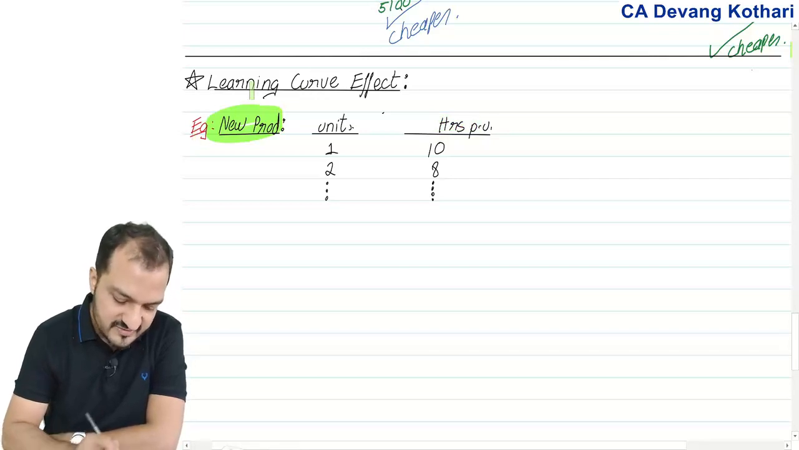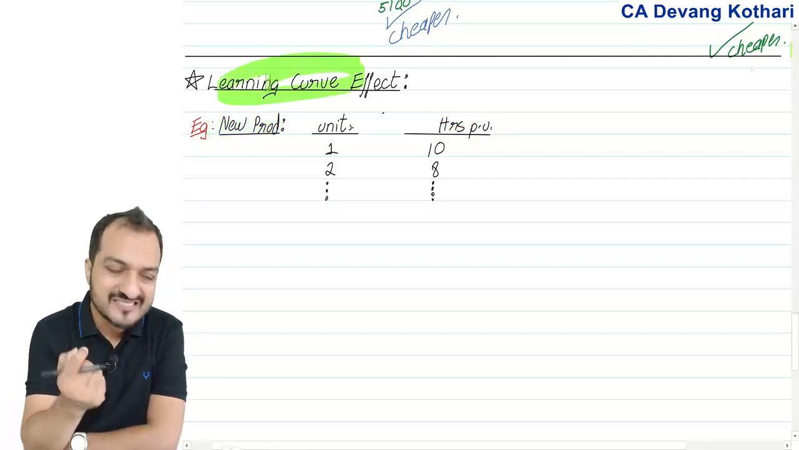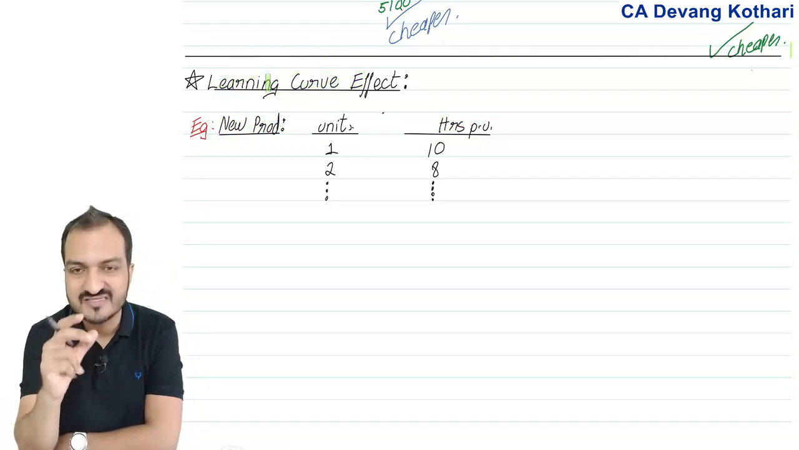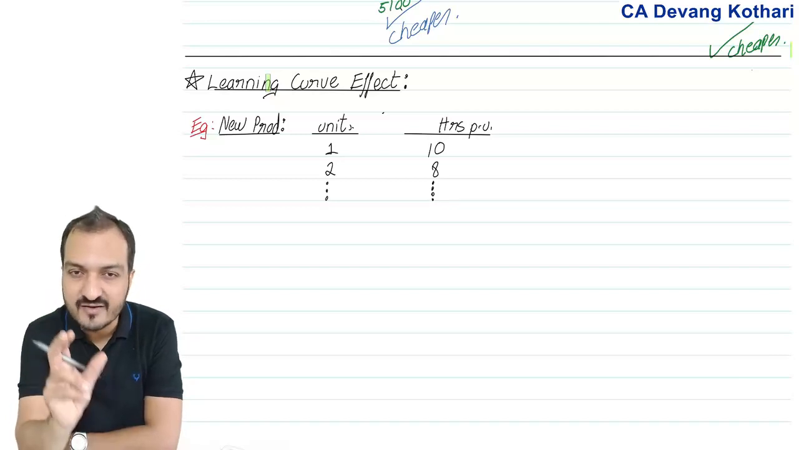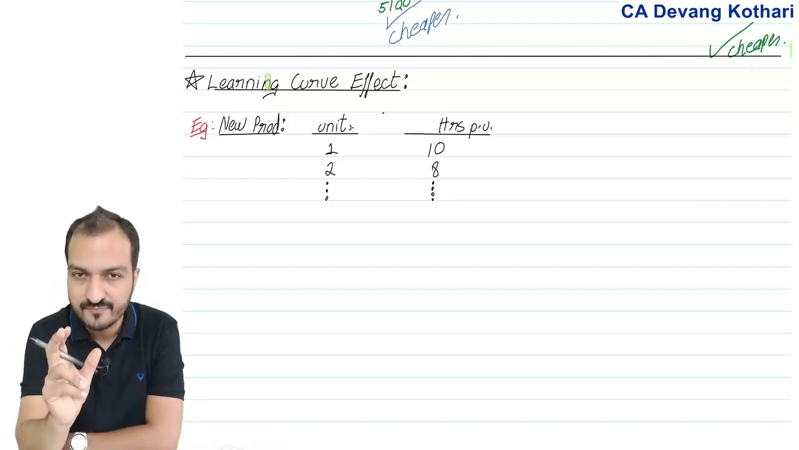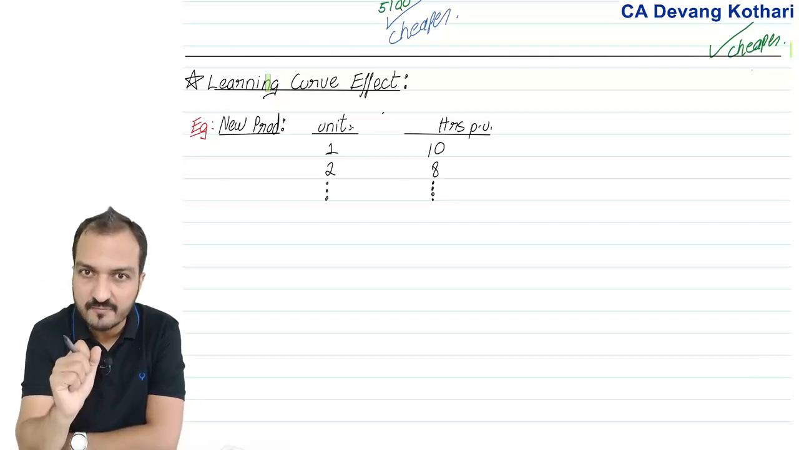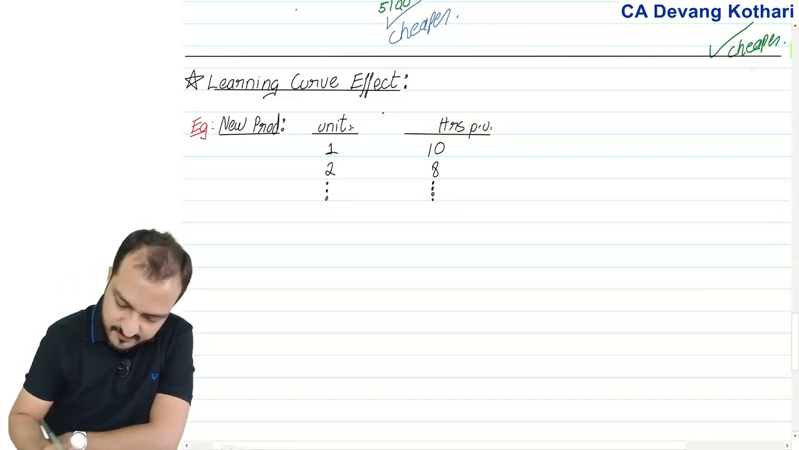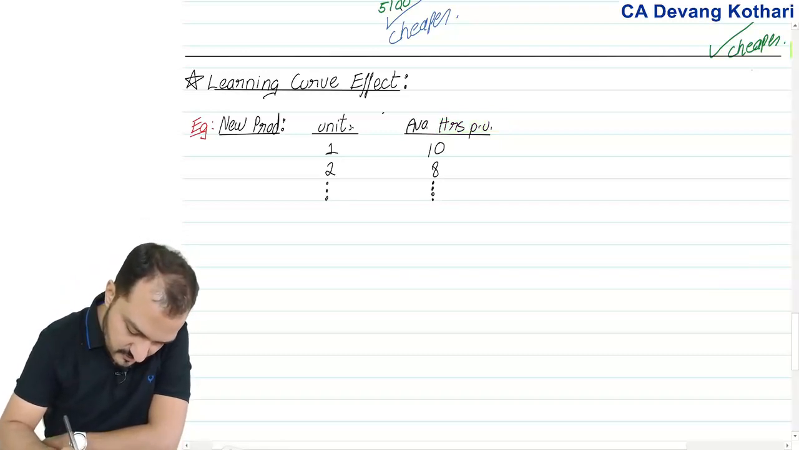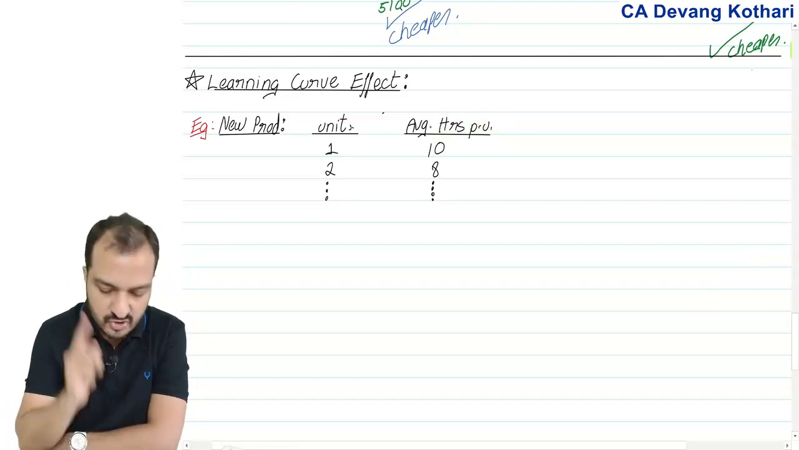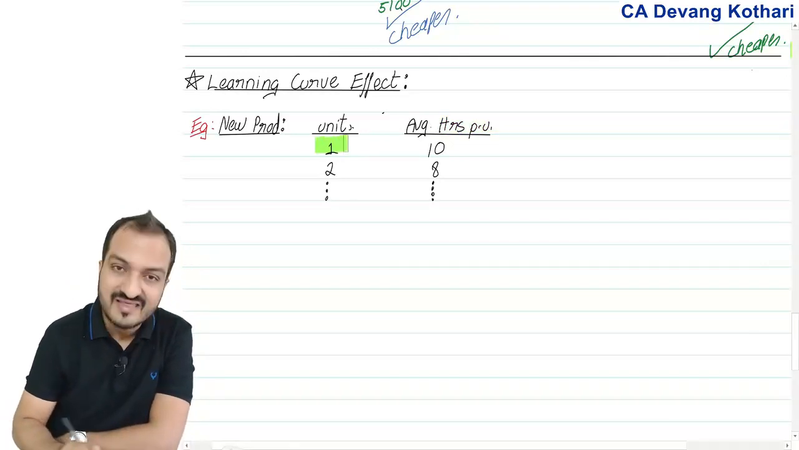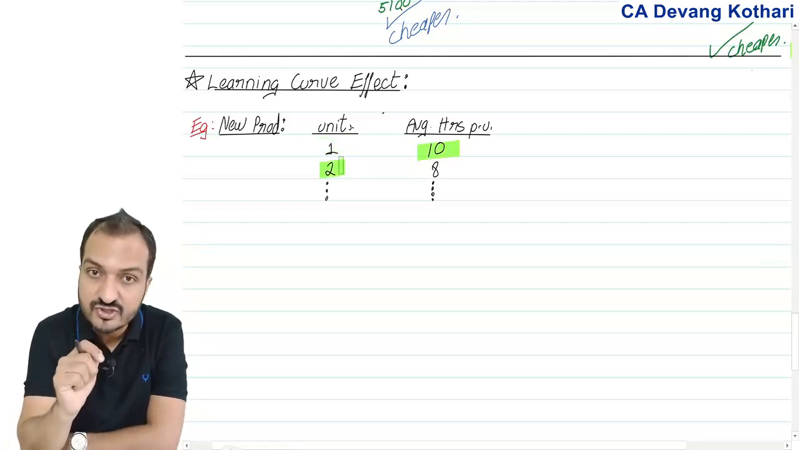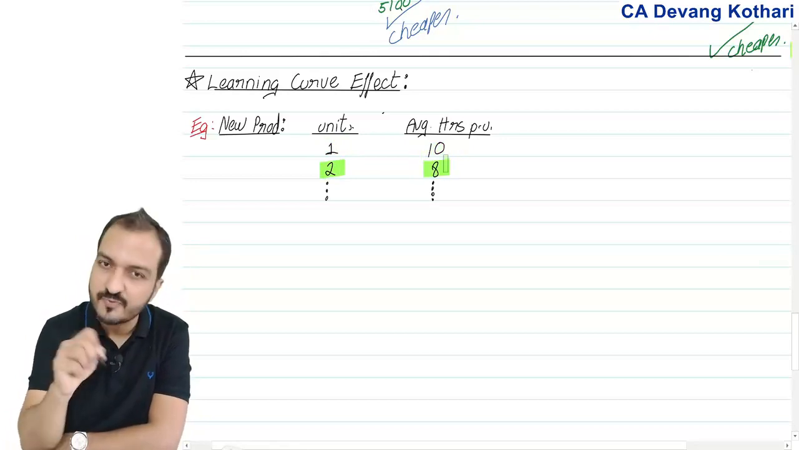Now, this concept of learning is measured by using a statistical method called the learning curve, and it is measured in terms of a rate called the learning rate. Now, to understand that rate of learning, let me clarify that the hours per unit that I have written is not actually hours per unit. This is average hours per unit. So when one unit is manufactured, then the average time is 10 hours per unit. But if two units are manufactured, then the average time is 8 hours per unit.